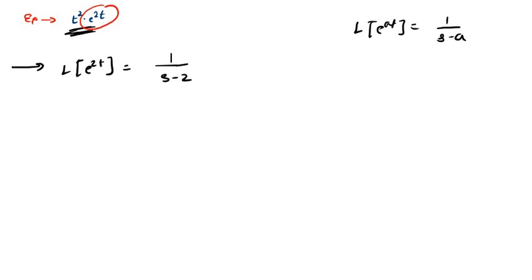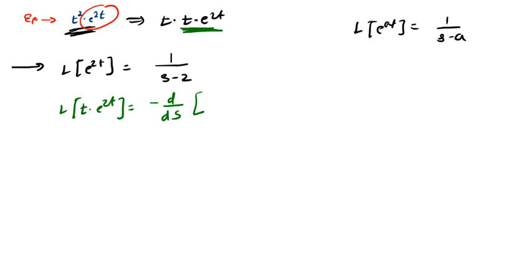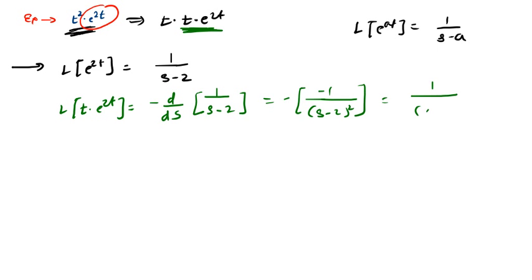Now insert one t, because I can write t square e raised to 2t as t into t e raised to 2t. So we are just trying to find the Laplace of t into e raised to 2t. So insert this t first. What will be the change in the RHS? Whatever F of s we have, we need to take its derivative with respect to s. So the derivative of 1 upon s minus 2 with respect to s will be minus 1 upon s minus 2 whole square, so this will be 1 upon s minus 2 whole square. This is the Laplace of t into e raised to 2t.